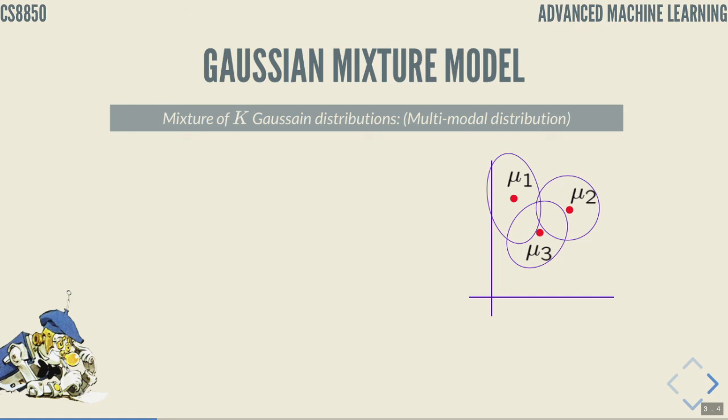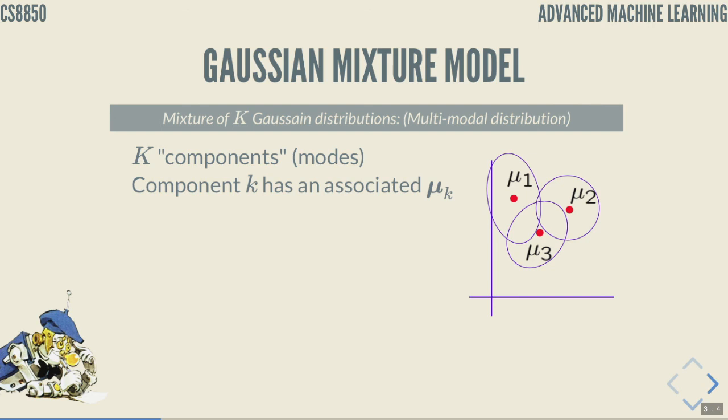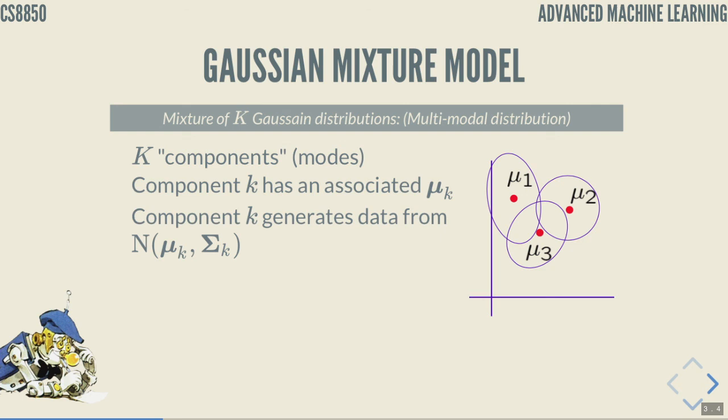The distribution will have multiple modes, k modes, k peaks protruding upward, so k components, and each component or mode has an associated mean, and component k generates data from a Gaussian with respective mean and respective covariance. Mean is a vector and covariance is a matrix, so we are being general here for any distribution, any dimension where our data lives.